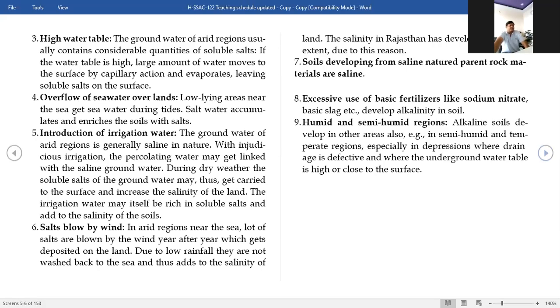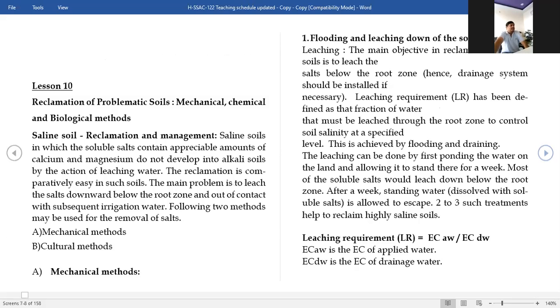If saline soil is not reclaimed or properly managed, then it will develop into alkalinity and alkaline soil. If it is again not properly reclaimed or managed, it will become barren soil, if proper reclamation measures are not followed. Then for this we have to study the proper reclamation measures to use this problematic soil under cultivation.